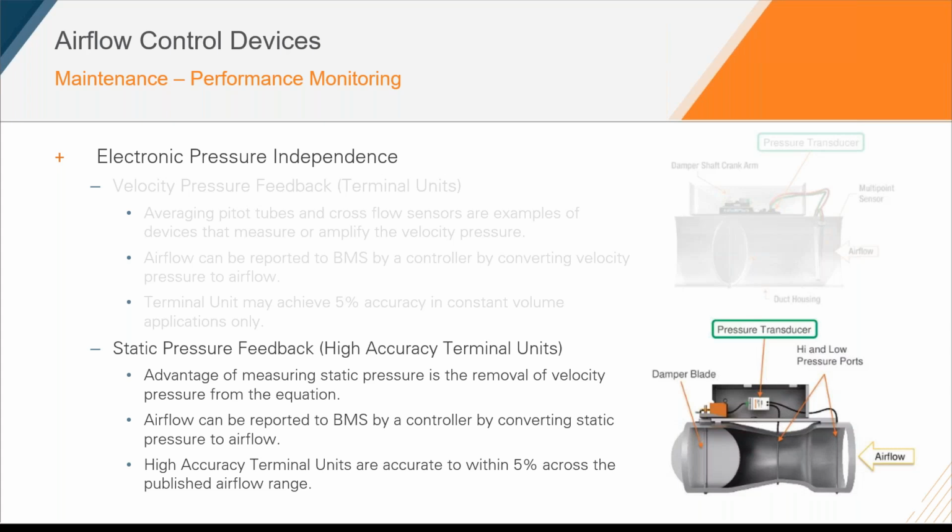The advantage we get though with performance monitoring with a high accuracy terminal unit is the accuracy. So in this case, we're going to gain the ability to be accurate within 5% across the entire airflow range of the valve.